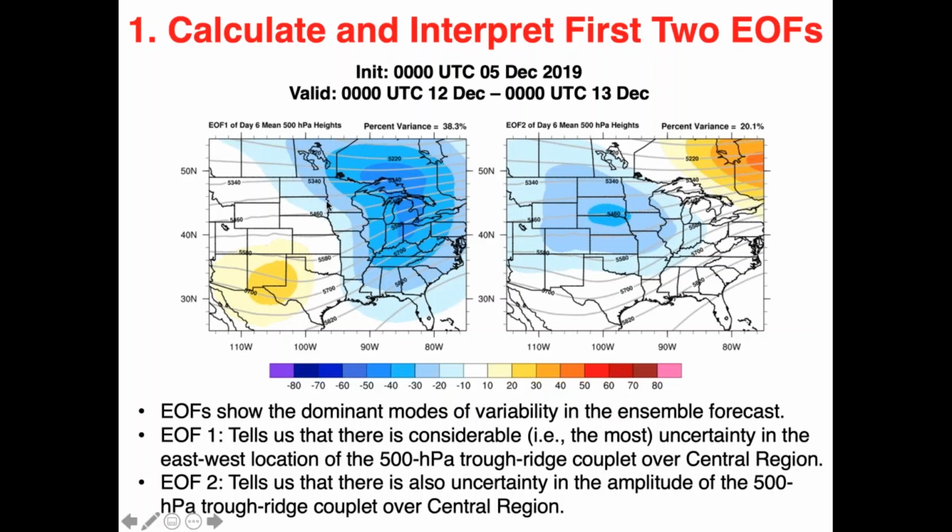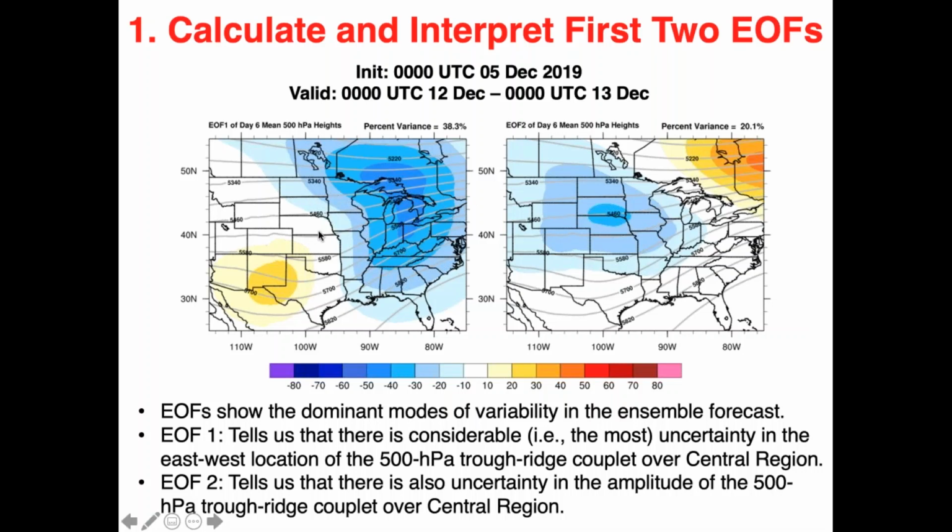So if we look at this first EOF here, which is on the left, it explains 38.3% of the variance in the 500 millibar height forecast for Saturday. Looking at the ensemble mean contours, it's kind of hard to see, but there's a weak trough over the central United States and then a downstream ridge over the eastern United States. So we have this trough ridge couplet.